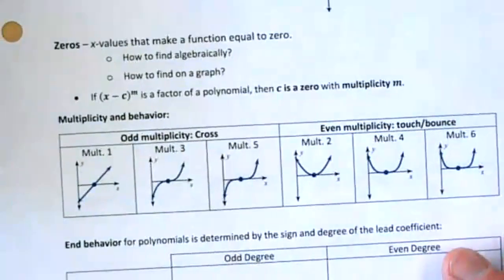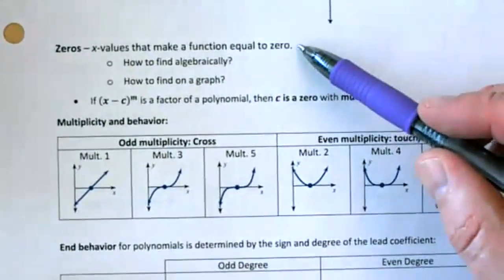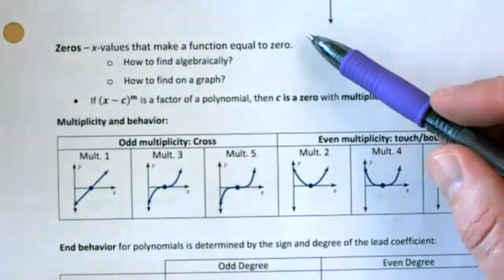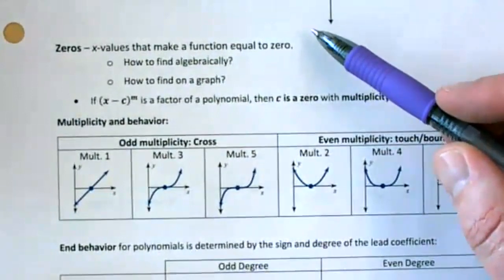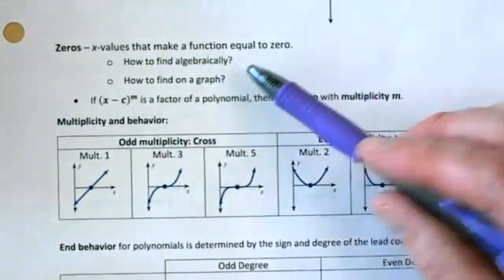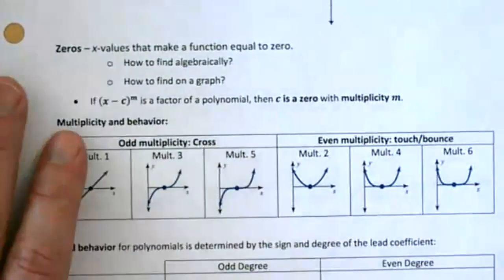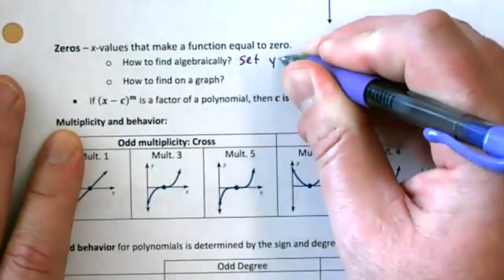So zeros. Zeros are x values that make a function equal to 0. All right, this is one of the better math terms that I think they've come up with. Like the name actually matches what it does. How do you find zeros algebraically? Do you guys remember? Yeah, so y equal to 0 and solve.